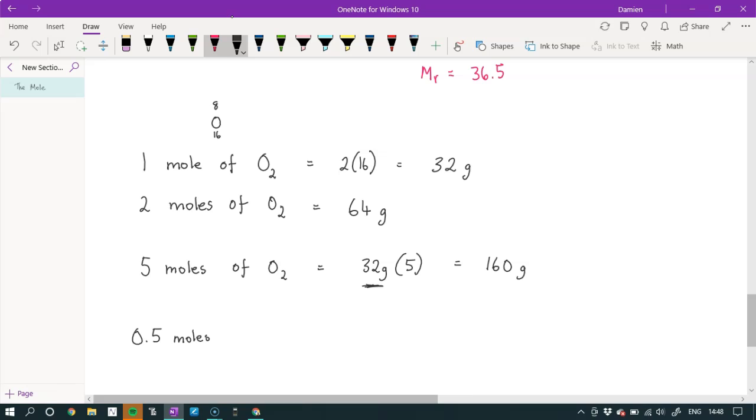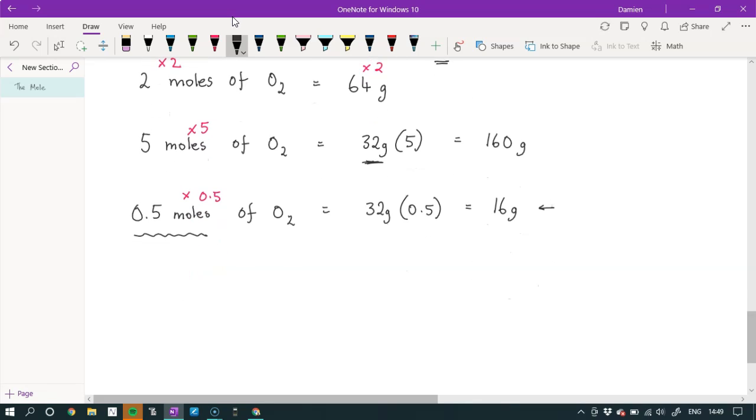Well, if you have 1 mole and you wanted to get to 2 moles, you just multiply by 2. And you would do the same thing over here. You take 32 and you multiply by 2. If you wanted 5 moles of oxygen, you multiply by 5. If you want 0.5 moles, you do exactly the same thing. You multiply by 0.5. So if you want 0.5 moles of oxygen, O2, it's going to be 32 grams multiplied by 0.5. And that equals 16 grams. So this basically is a half a mole. And you know, if 1 mole is 32 grams, then half a mole is going to be 16 grams.